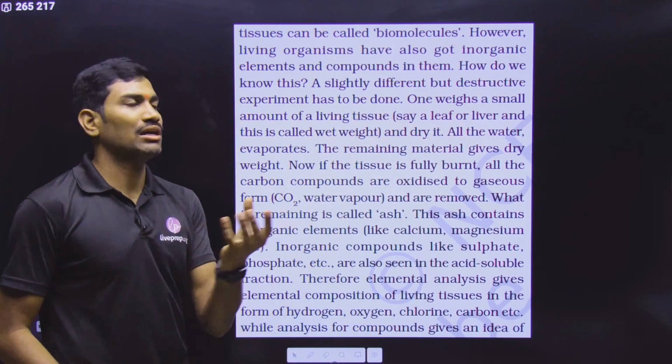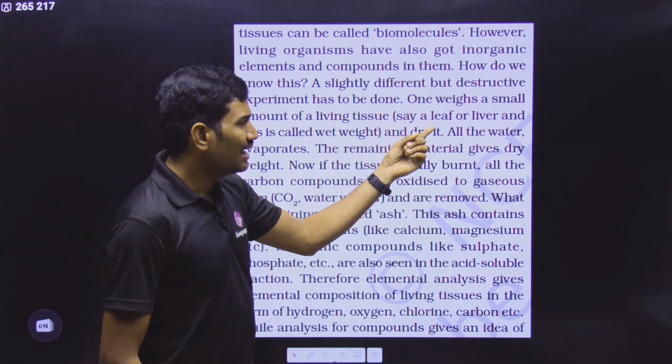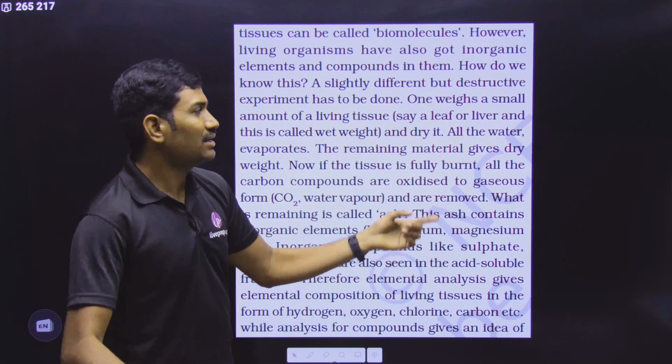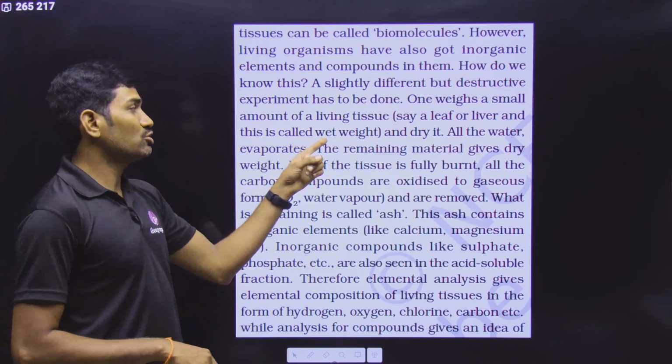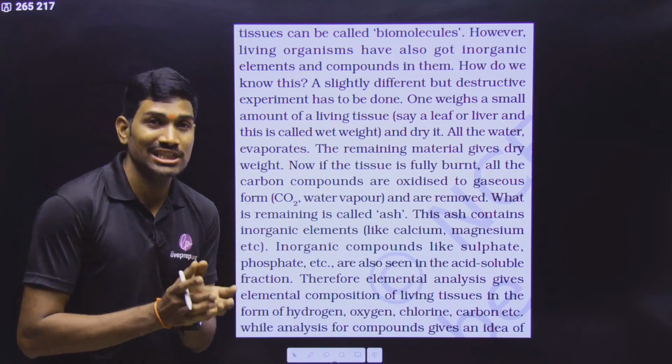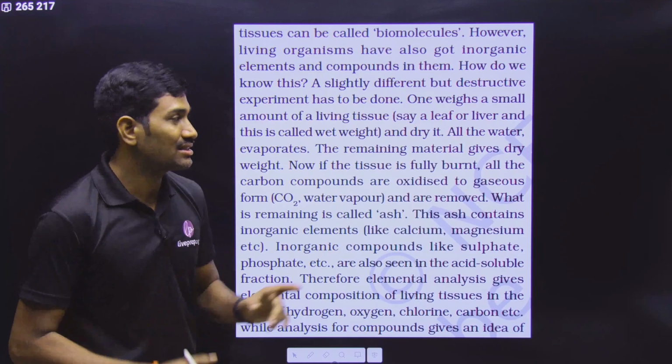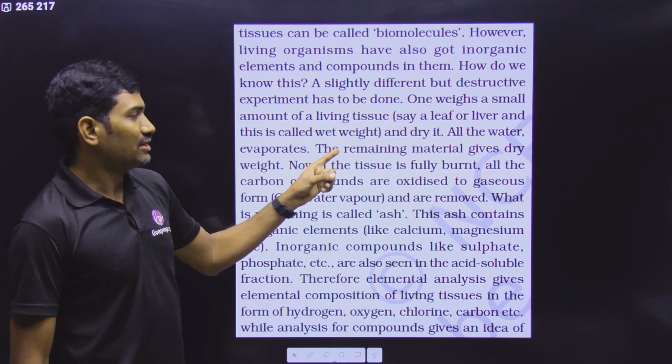So let us take a small amount of living tissue. Say it may be a leaf from a plant or liver from an animal, and it is called wet weight. Why is it called wet weight? Because it is a fresh tissue. It is having more water in it. That's why it has wet weight.